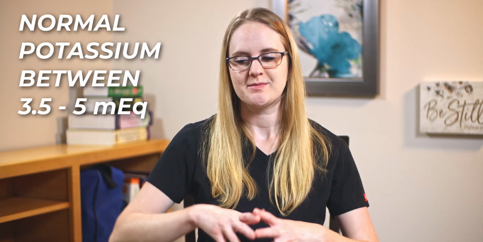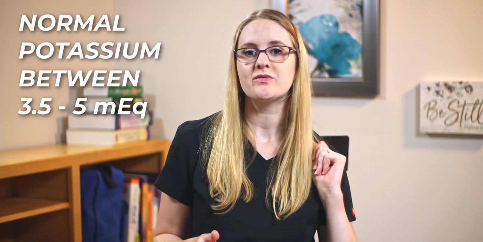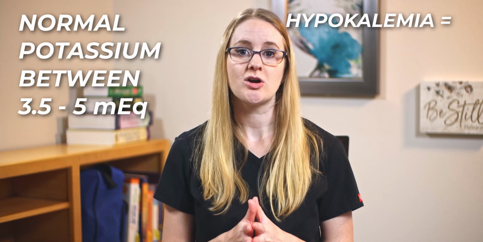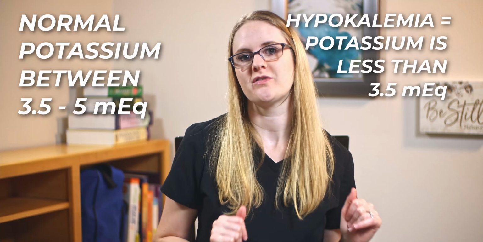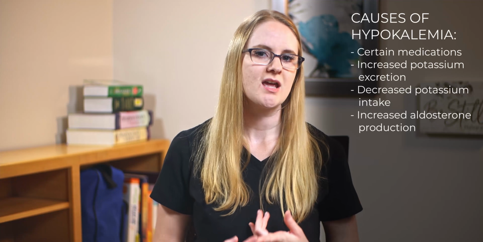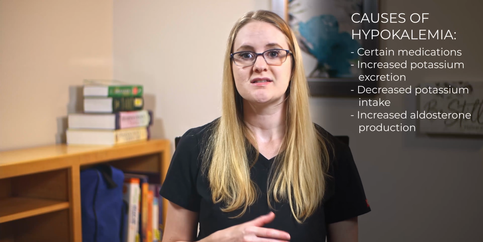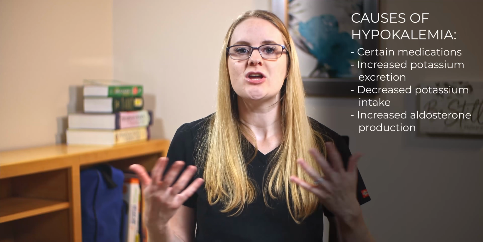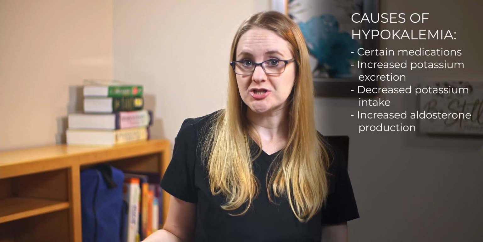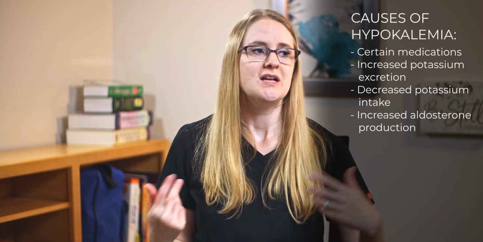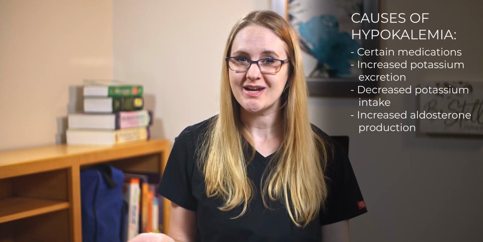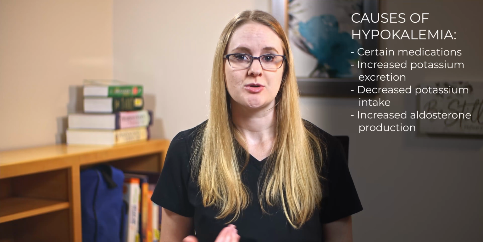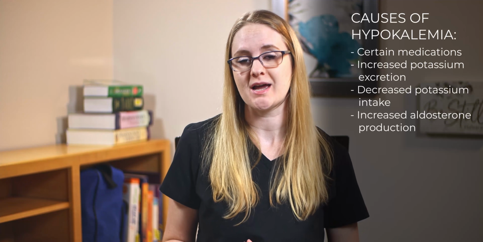So the normal range of potassium is between 3.5 to 5 milliequivalents per liter, and hypokalemia occurs if that value drops below 3.5. Now, there are many things that can possibly cause a decrease in potassium level, or hypokalemia, and these things include certain medications, things like diuretics, insulin and corticosteroids, an increased potassium excretion, so getting rid of too much potassium, decreased potassium intake, not consuming enough, or increased aldosterone production can also cause hypokalemia.